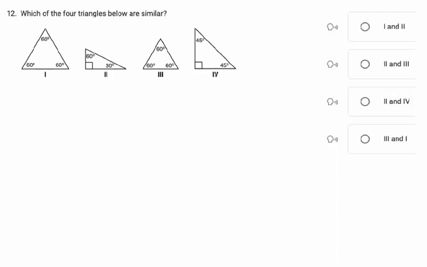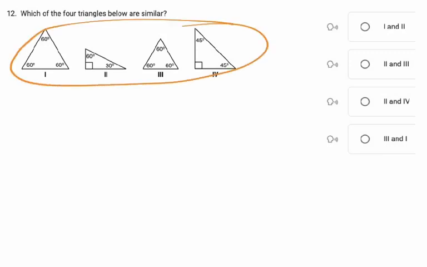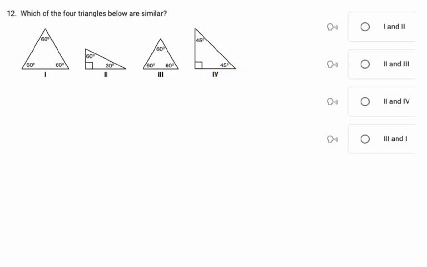Question 12. Which of the four triangles below are similar? They give us these four triangles set up real quick, and we basically have to figure out which are similar. It says it in the question. What does similar mean? We have to make sure that we know how to really identify when we are looking at similarity. And remember these two things and write them down, all right?